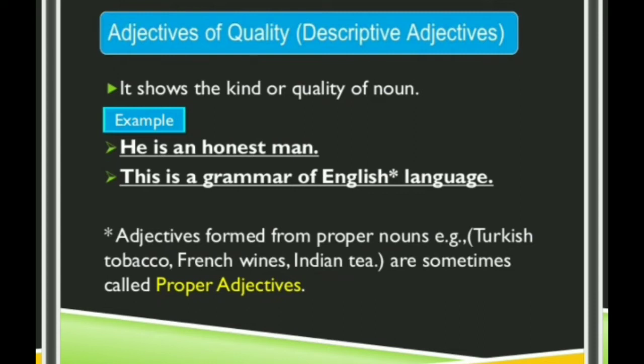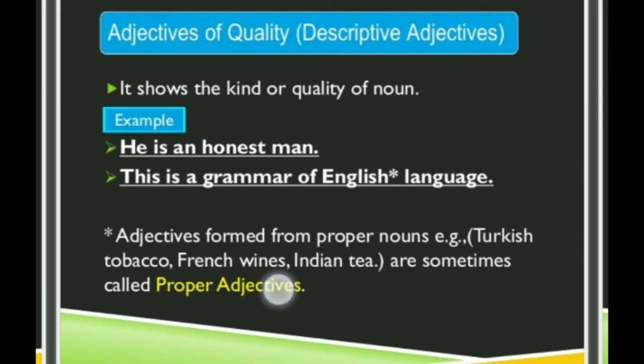Adjectives formed from proper nouns, for example Turkish tobacco, French wines, Indian tea, are sometimes called proper adjectives. For example, Turkish tobacco. Turkish actually comes from a proper noun; if I call the name, it describes a person from Turkey. Turkish tobacco is a type of tobacco. So I'm giving a Turkish, French, or Indian name, which is a proper noun. These can also be a part of adjective of quality. These are also known as proper adjectives.